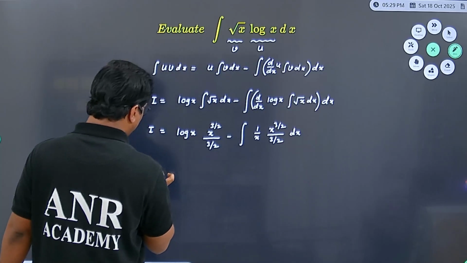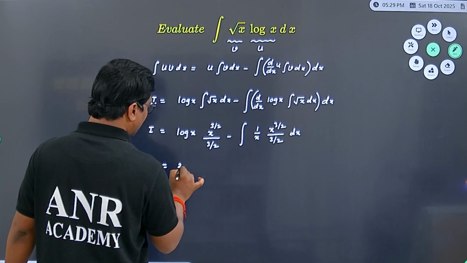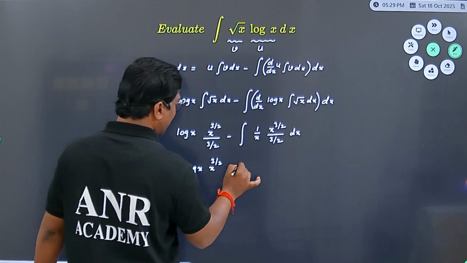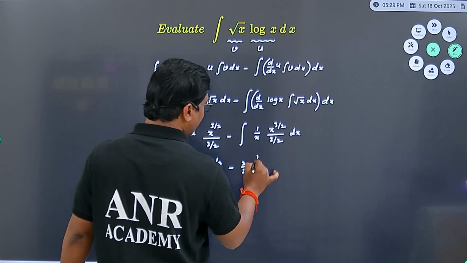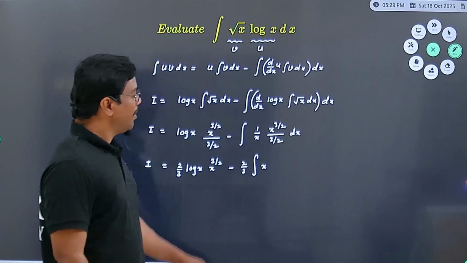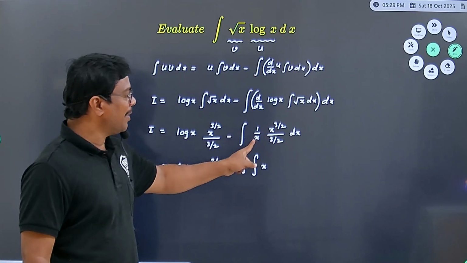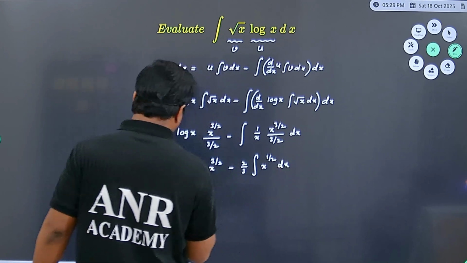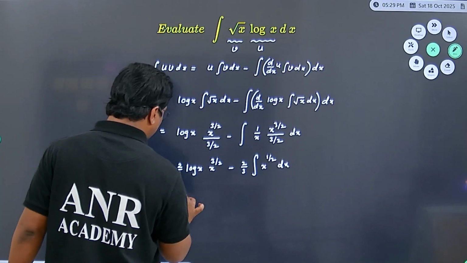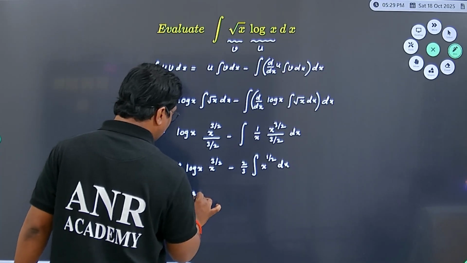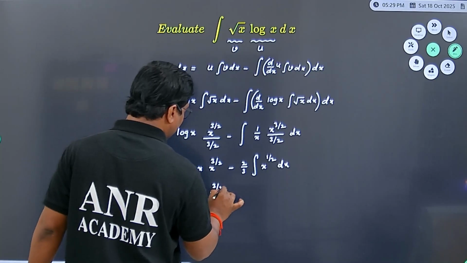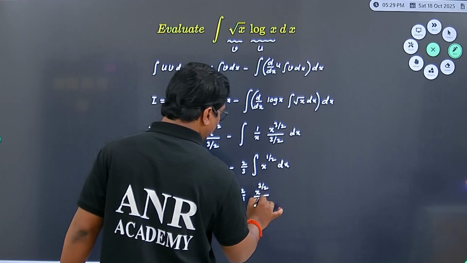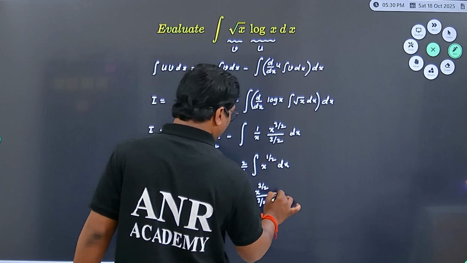On simplification, we get the value of I equal to 2 by 3 into log x into x to the power of 3 by 2. Next minus 2 by 3 outside, integration of x to the power of, here you have numerator part x power 3 by 2, denominator part x power 1. So this is x power 1 by 2 dx, and after simplification it is I equal to 2 by 3 log x multiplied by x power 3 by 2. Next minus 2 by 3 into, this is x power 3 by 2 divided by 3 by 2, plus c.